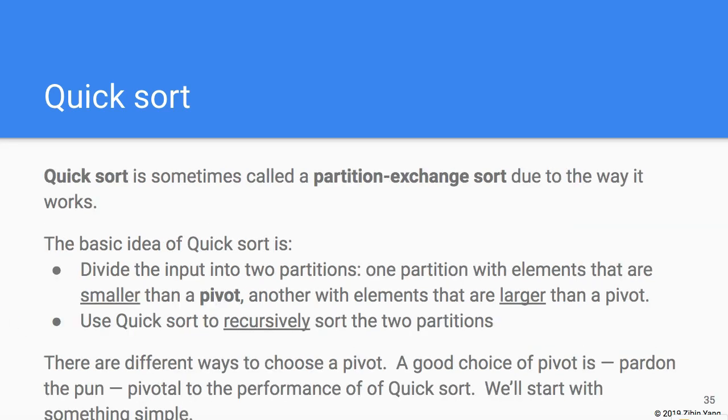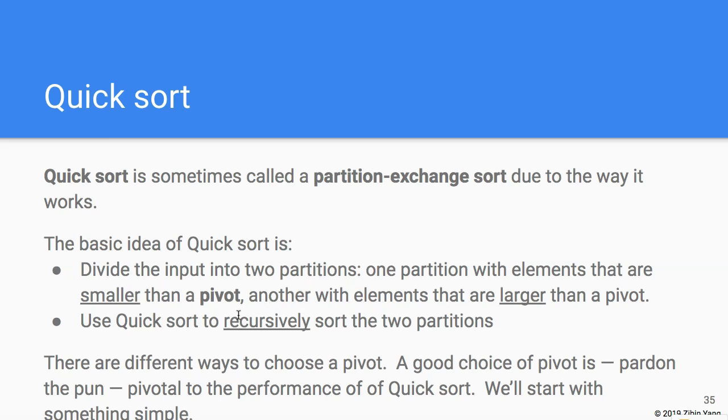Okay, and so the basic idea of how it works. Well, it's sometimes called a partition exchange sort because it actually divides the input into two partitions. One partition has all the elements that are smaller than a pivot, and we'll talk about what a pivot is and does. And then the other partition has all the elements that are larger than the pivot. And once we have the two partitions, we'll use quicksort to recursively sort the two partitions. So it's a recursive algorithm.